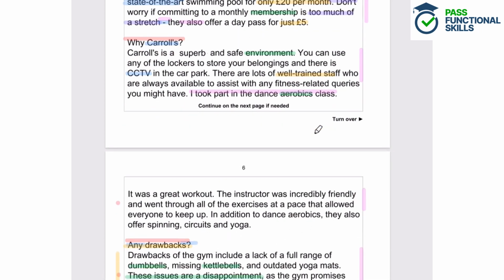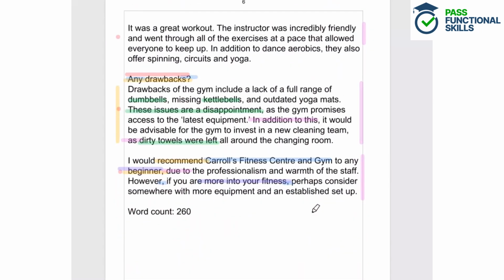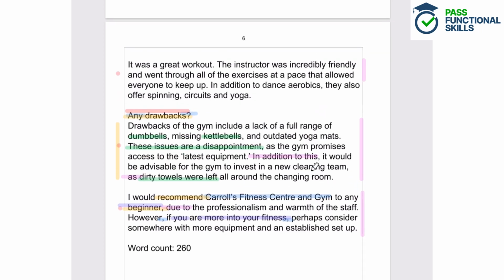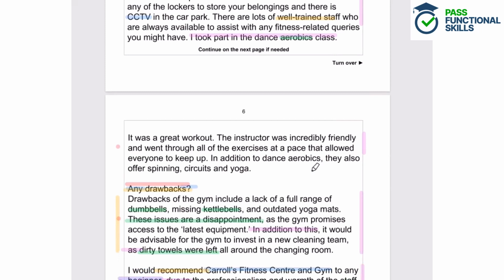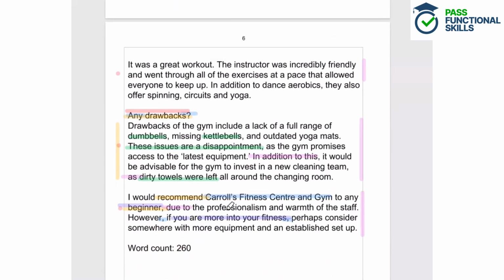We also have direct address, so we have the use of the word "you." Now this directly appeals to the reader and engages and connects with them. So the informality of this writing really helps to appeal to the reader, engage them, and to show the opinions of the writer in quite an informal and conversational way.